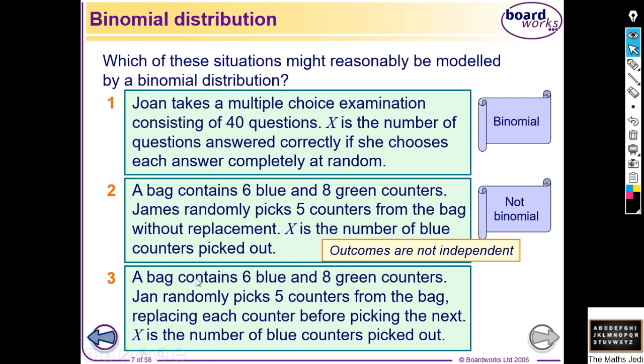This last example is a bag containing 6 blue and 8 green counters. Jan randomly picks 5 counters from the bag, replacing each counter before picking the next. X is the number of blue counters picked out. So in this example, there are 2 outcomes, blue or not blue. There are a fixed number of trials. They are independent because she's putting them back in the bag, and the probability should remain the same. So this should be binomial.